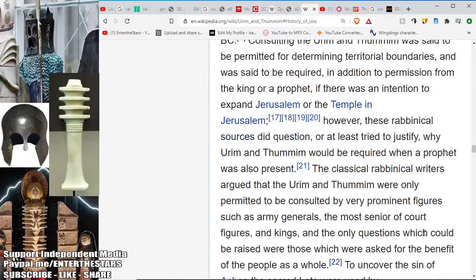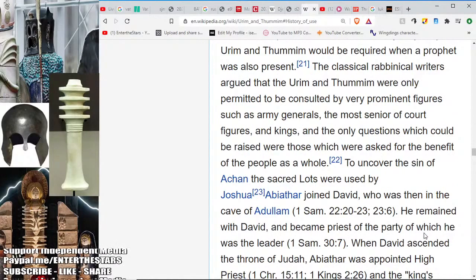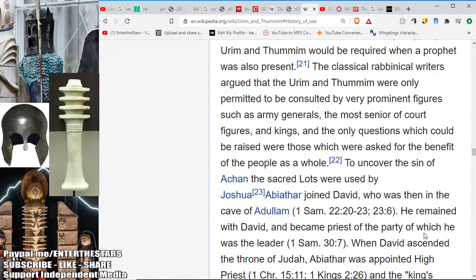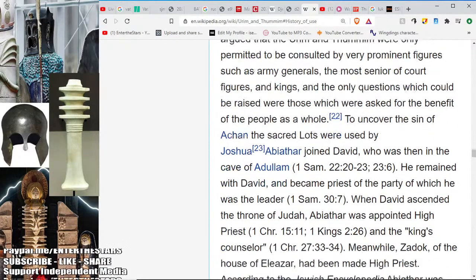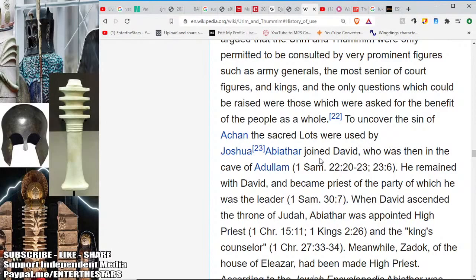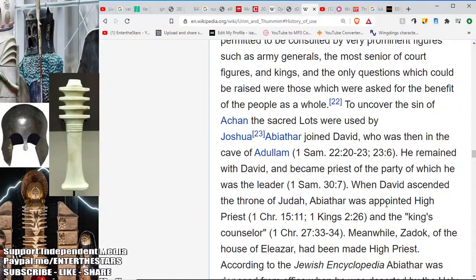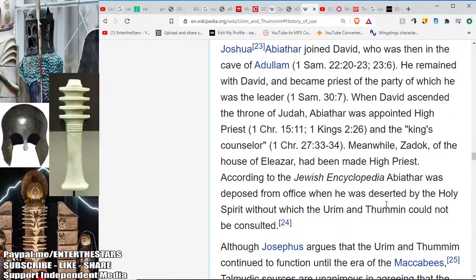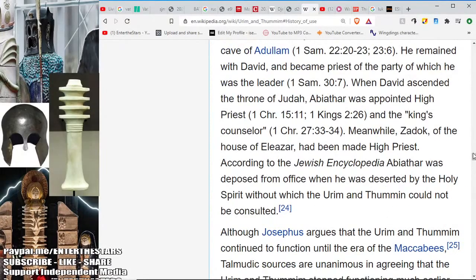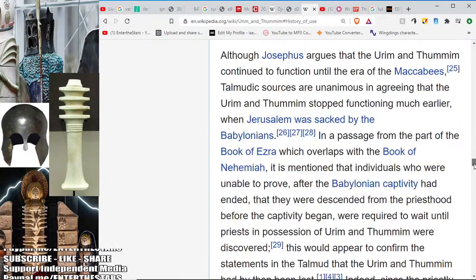So they would cast these, and there are some biblical passages here. They would cast them on the ground to uncover the sin of Achan. The sacred lots were used by Joshua. Abiathar joined David, who was then in the cave of Adullam. He remained with David and became priest of the party of which he was the leader. When David ascended the throne of Judah, Abiathar was appointed high priest. So how did they use these Urim and Thummim? Let's get into that.